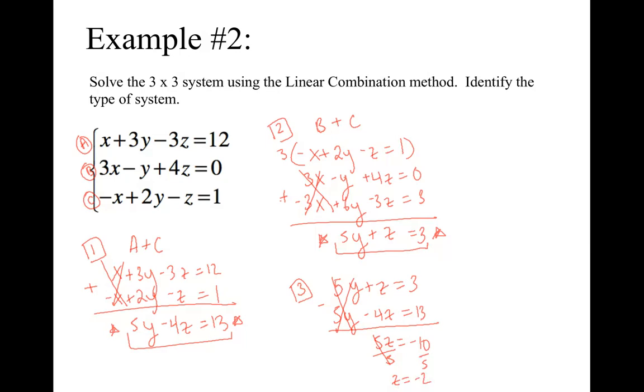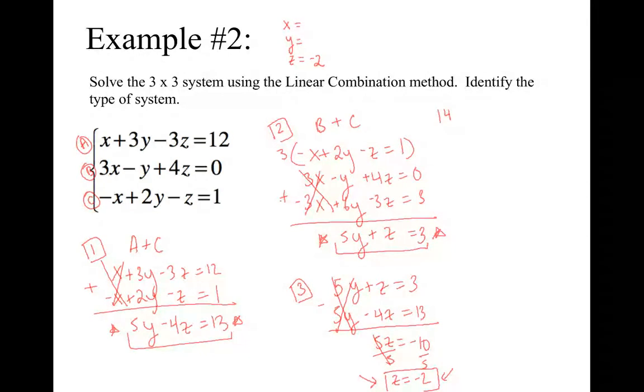So now that I've got negative 2, I know that there's going to be a unique solution, right? I just got a z. So I need to now work to find the other ones. So I'm going to put up here what's x, what's y, what's z at the top here. And then as I get them, I'll write them down so I don't get lost in my work.